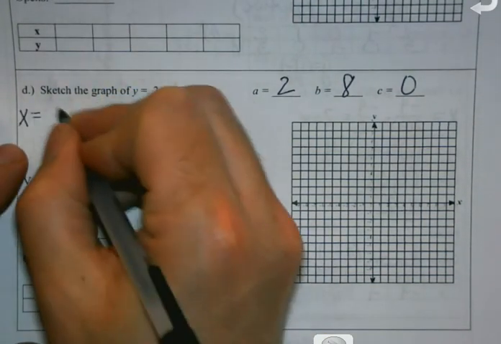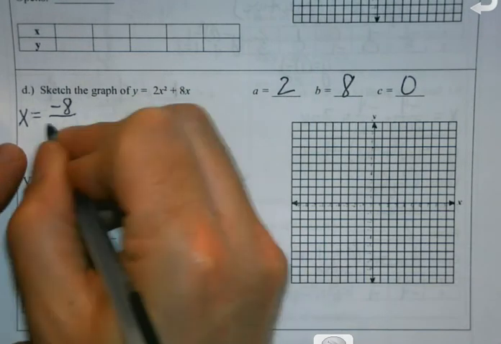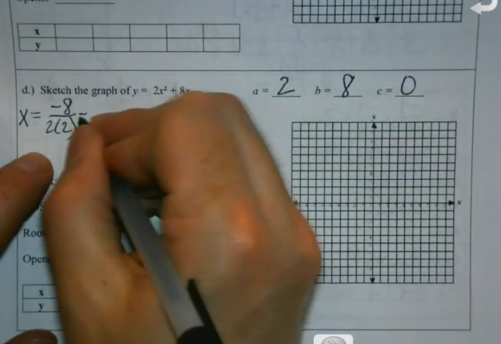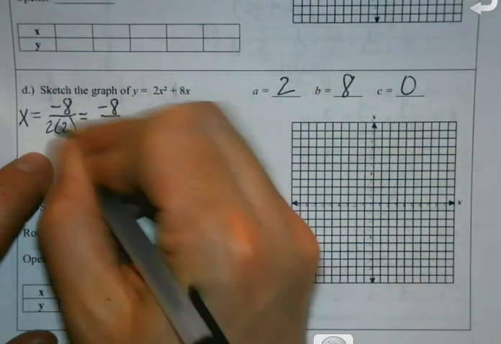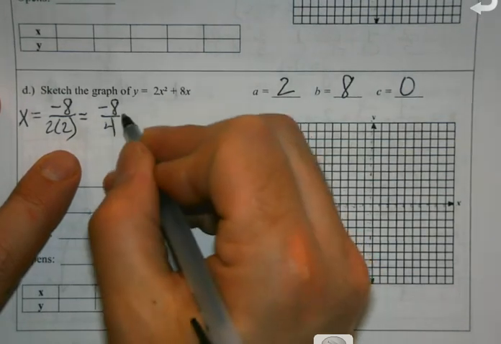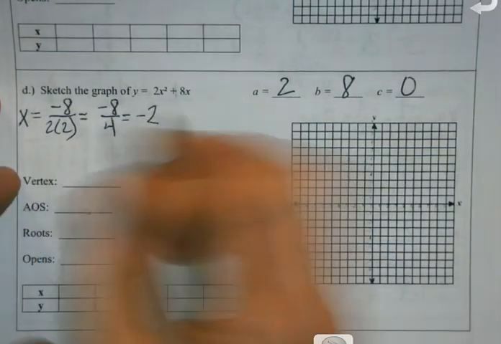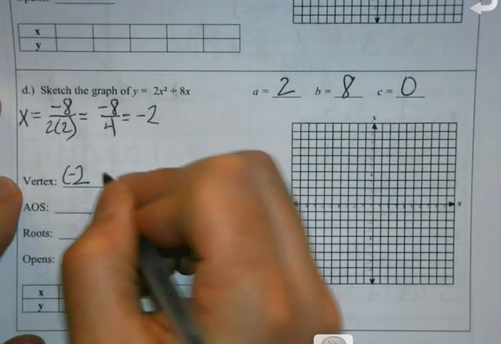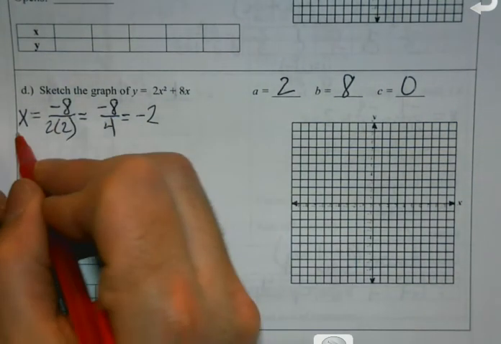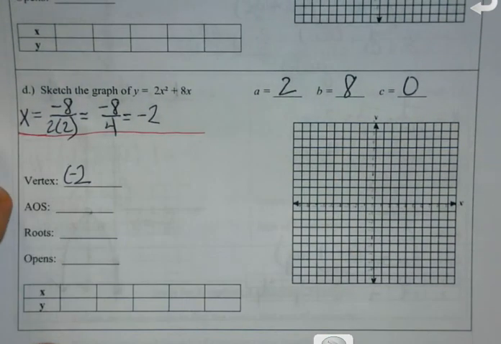So I do negative B over 2 times A. That never changes. 2 times 2 is 4. And negative 8 over 4 is negative 2. Okay, as long as I get that X value, that's where I really got to take my time. Make sure that works out well for me.